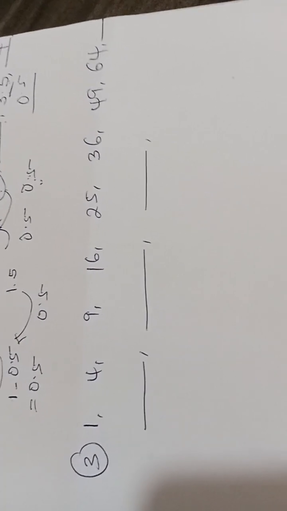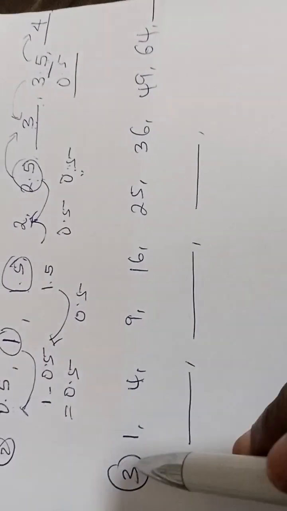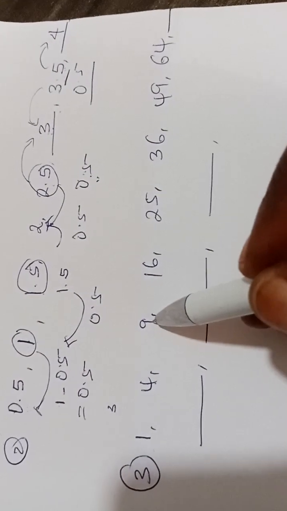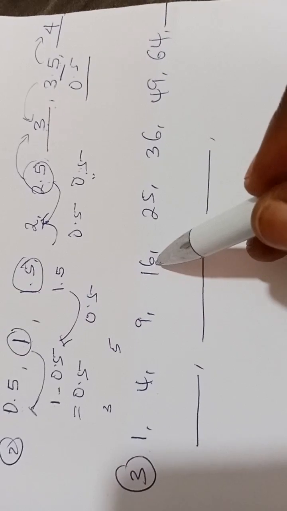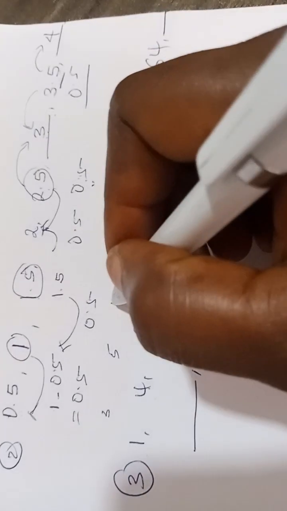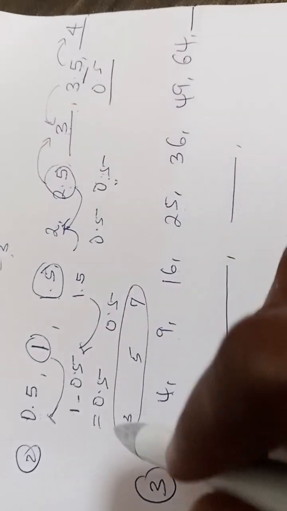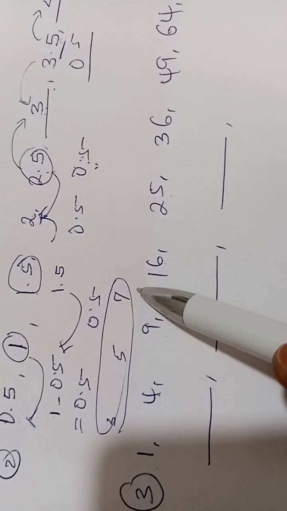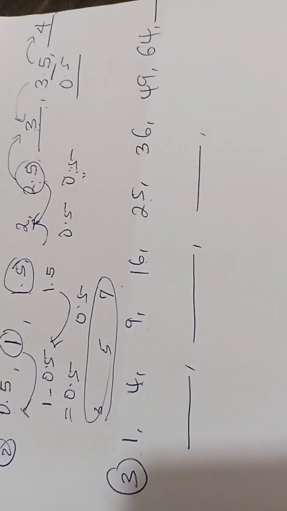Okay, let's try the normal addition and subtraction we are used to. 4 minus 1 will give us 3. Let me write it up there. 9 minus 4 will give us 5. 16 minus 9 will give us 7. 25 minus 16 gives 9. So if you see, there is no pattern here, there's no consistency in the difference, so it means addition and subtraction will not work in this case.